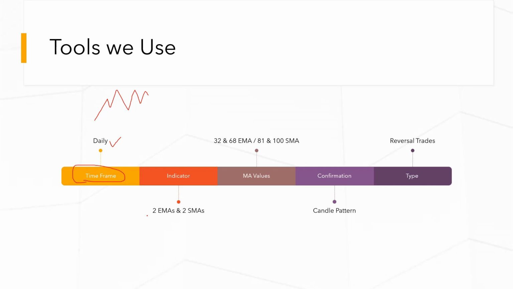And for indicators, we're going to use two exponential moving averages as well as two simple moving averages. We're going to use both the EMA and SMA for the strategy. And the values of the moving averages would be 32 and 68 for the exponential moving average and 81 and 100 for the simple moving average. So in total, we're going to have four moving averages. And for entries, we're going to use a candle pattern as confirmation.